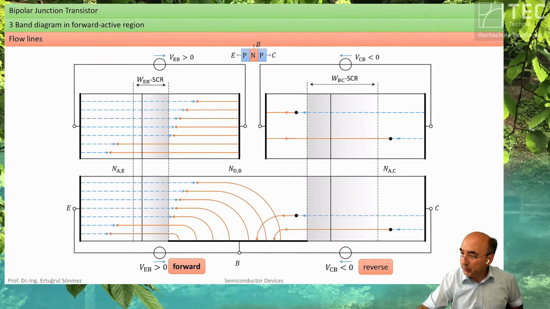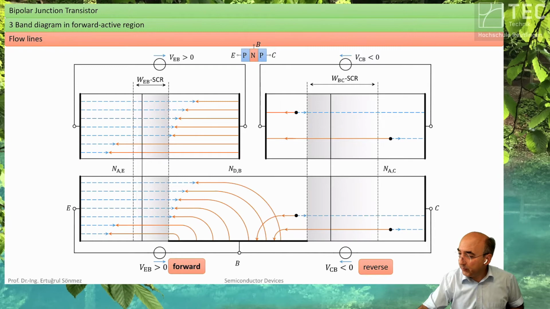So the PN diode is forward biased. You have the flow lines. The holes are coming into the base. You have an NP diode. It is reverse biased. The space charge is increased.